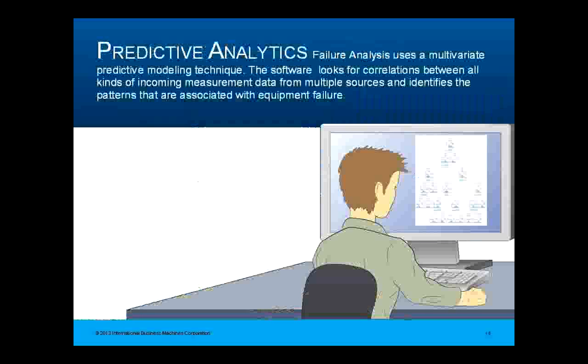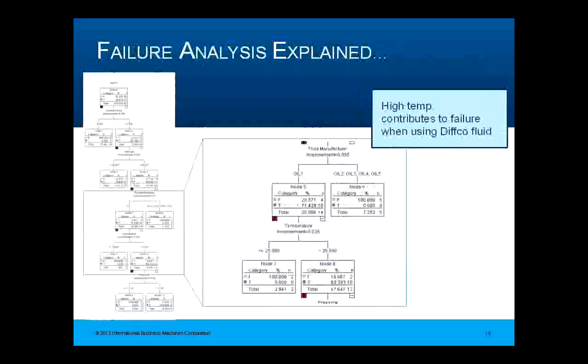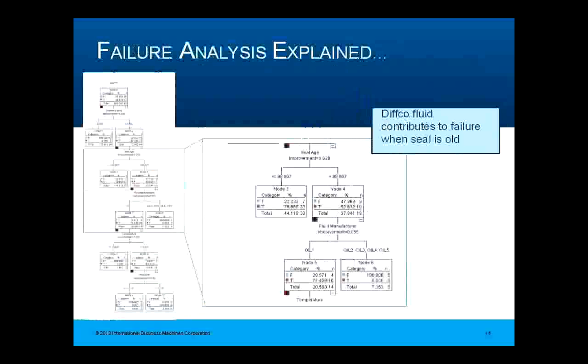The software looks for correlations of all kinds, looking at various measurement data from multiple sources, and identifies patterns for that. Here in this analysis, we did find that the low hydraulic pressure contributes to failure when the ambient temperature is high. We also see that high temperature contributes to failure when a particular type of hydraulic fluid is being used.